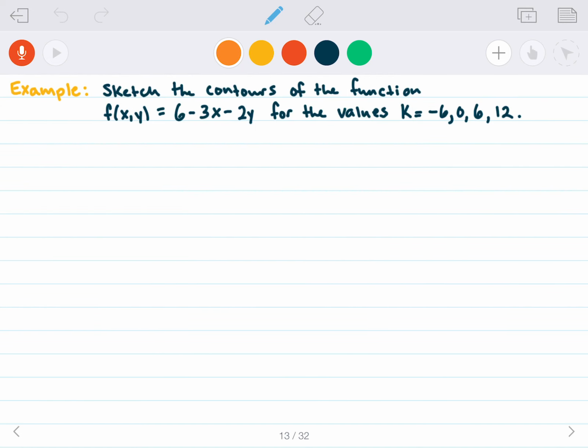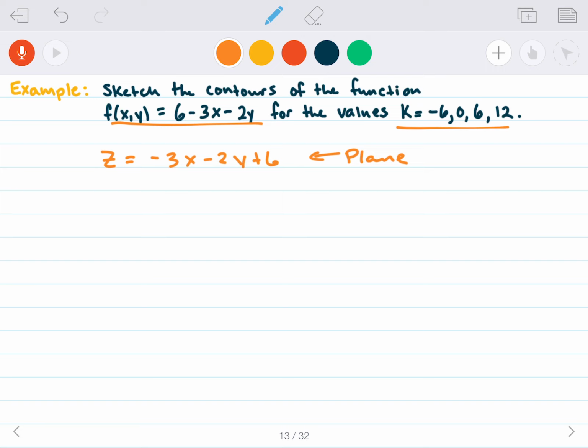All right, so we want to sketch the contours of this function right here for the values k equals -6, 0, 6, and 12. Now, the first thing I want to bring to your attention is what this graph is right here. So we have -3x minus 2y plus 6. I'm just rearranging it so that the constant is last. Now, this is a plane, right? Because all we have are x's and y's. We don't have anything squared, we don't have anything cubed, so this is a plane, and we have a constant.